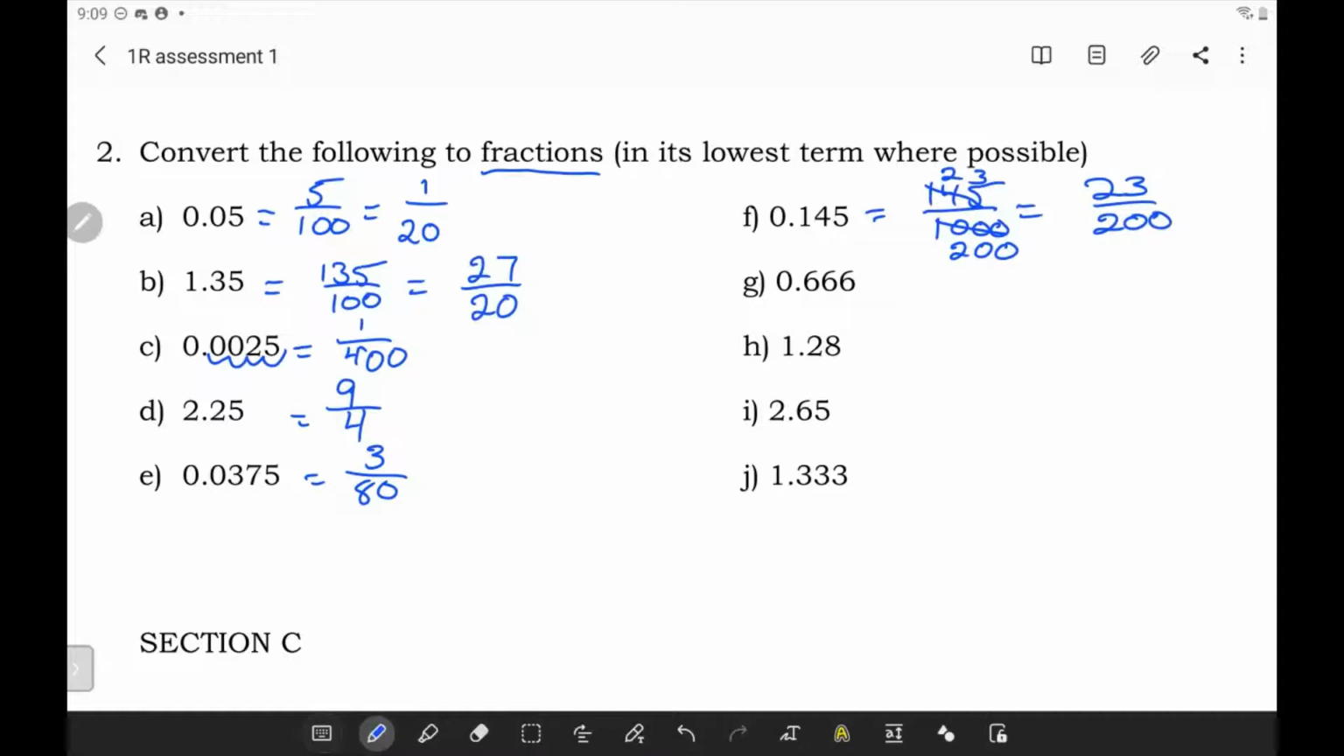0.666. Notice that this is not recurring, so this is not equal to 2/3. In fact, it will be like 666 over 1,000. We can divide by 2. That will be 333 over 500, and that is our answer. Okay, notice that this is not recurring, so this is not 2/3. Okay, lovely.